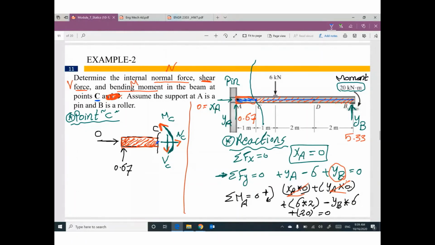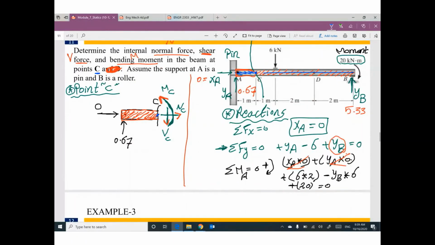Okay, go ahead and apply summation Fx equals 0. You will find NC will be 0. Summation Fy equals 0. So we have positive 0.67, negative VC forces in y, 0.67, and negative VC equals 0. So VC will be positive 0.67.